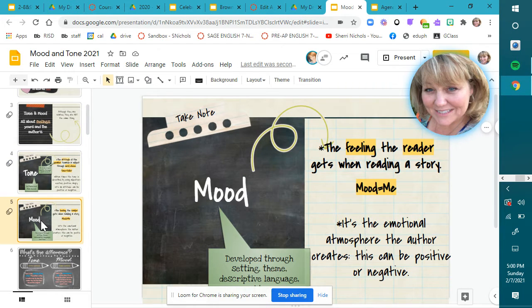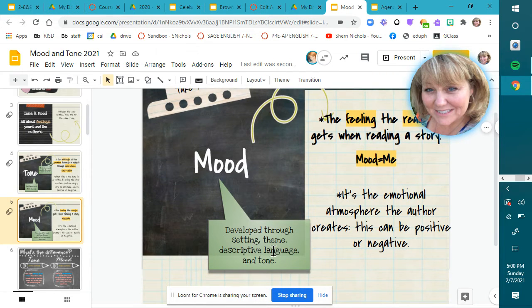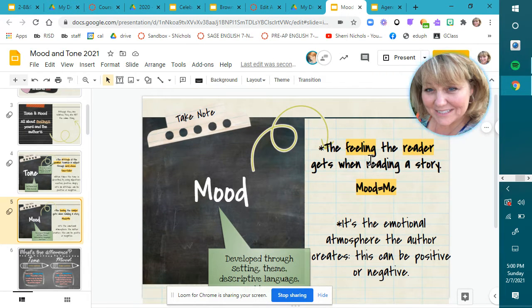Now, in contrast, mood is developed through the setting and theme and the language and the tone and the feeling the reader gets. So mood is the feeling the reader gets when reading a story, and mood is equal to me. So it's the emotional atmosphere that the author creates, and this can be positive or negative.